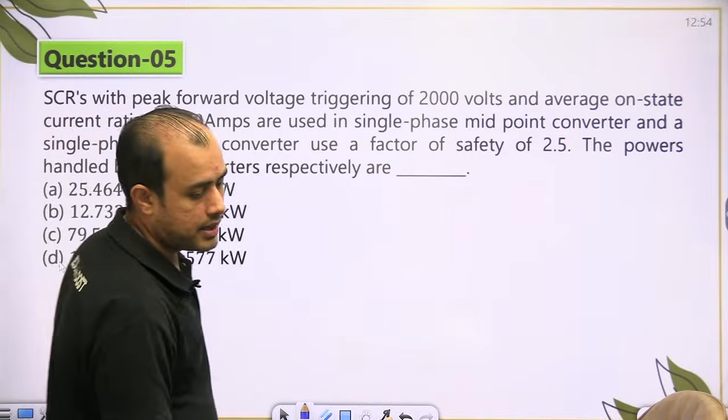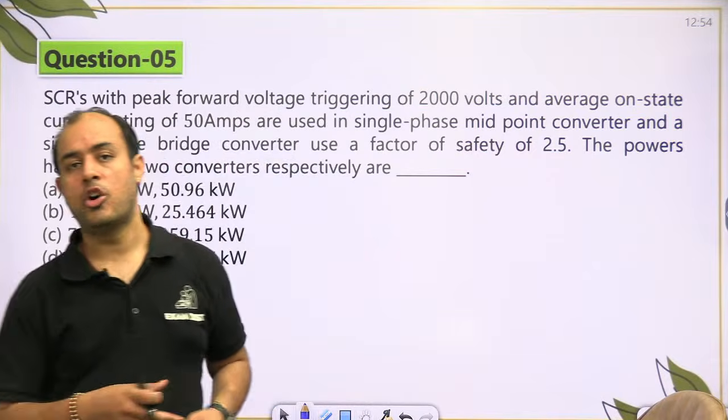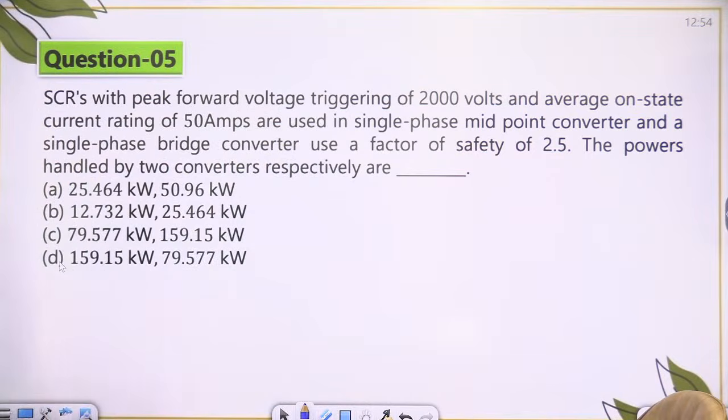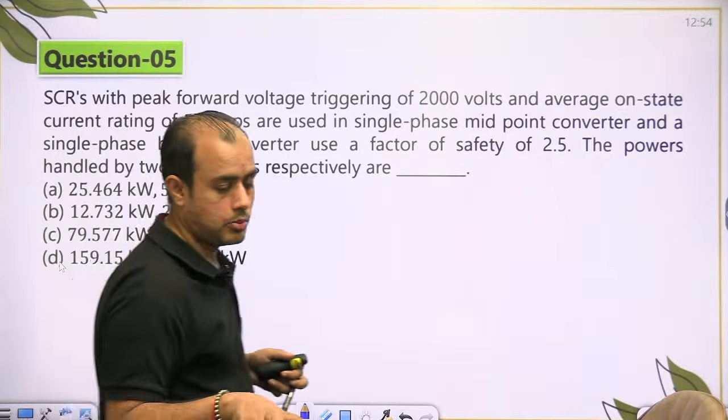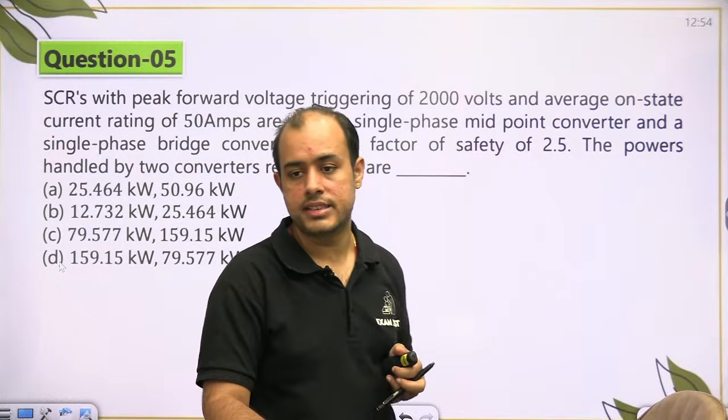चलिए next one. SCR with peak forward voltage triggering of 2000, average current rating of 50 ampere. It is used in a midpoint converter and a bridge converter with a factor of safety as 2.5. I need the power handled by the two converters. मुझे दोनों कन्वर्टर की पावर जानना है.